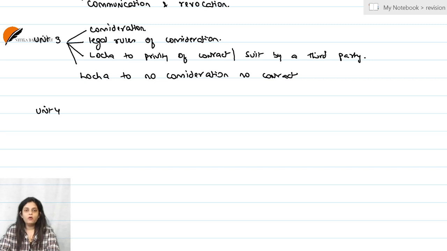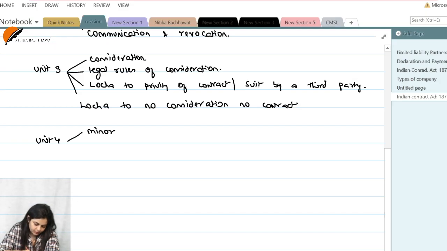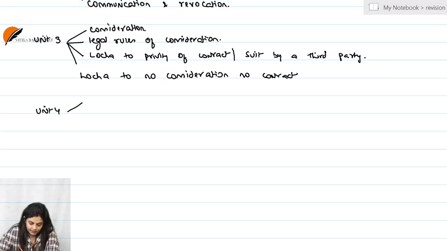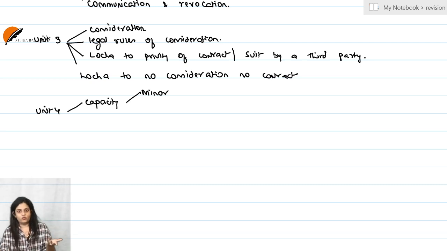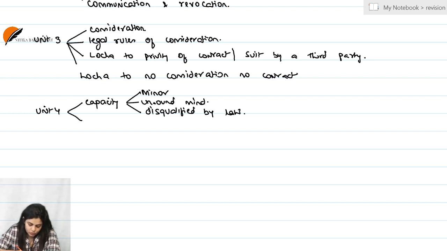Then we had started with Unit 4, where all the other essentials were discussed here. Here, what we had done was, we had basically started with capacity to contract, in which we had minors agreement and the rules relating to minors agreement. Then we had unsound mind, and finally we had persons disqualified by law.